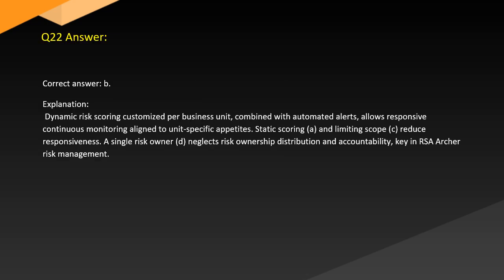Answer. Correct answer: B. Explanation: Dynamic risk scoring customized per business unit, combined with automated alerts, allows responsive continuous monitoring aligned to unit-specific appetites. Static scoring (A) and limiting scope (C) reduce responsiveness. A single risk owner (D) neglects risk ownership, distribution, and accountability, which are key to RSA Archer risk management.